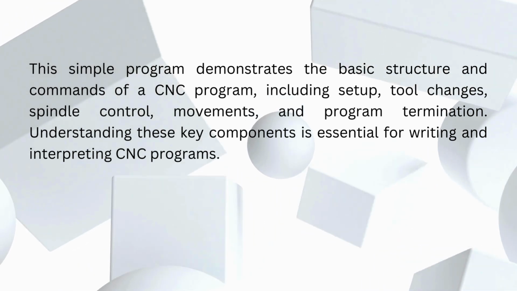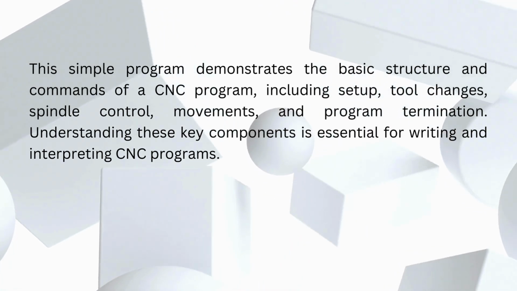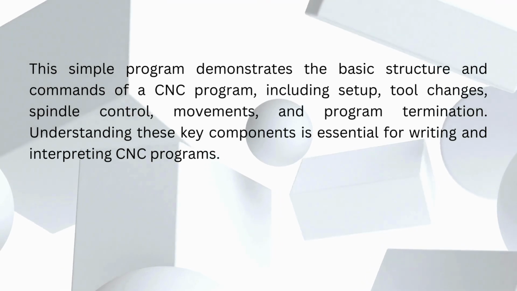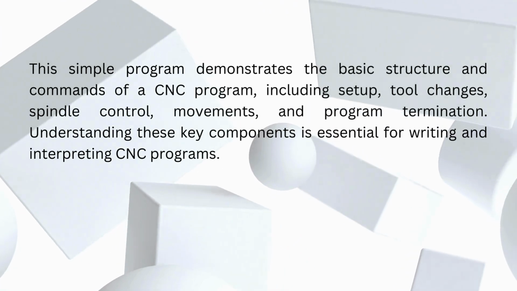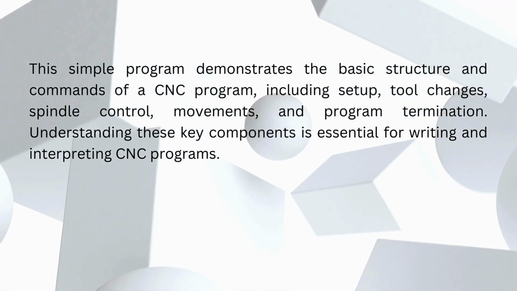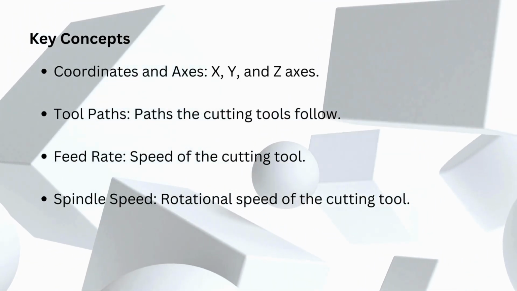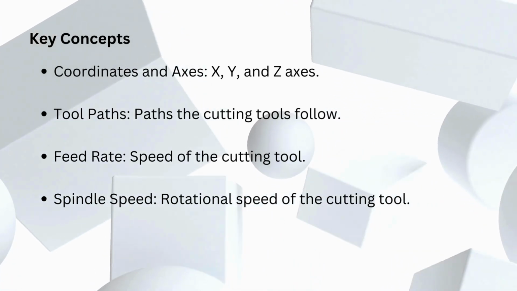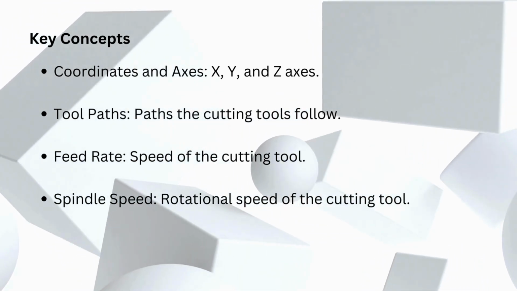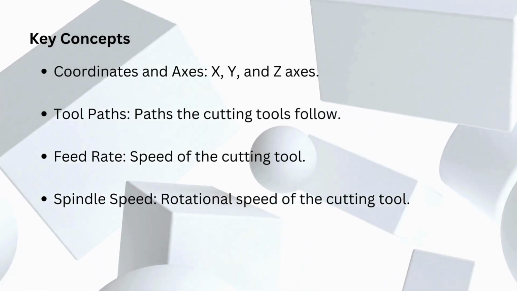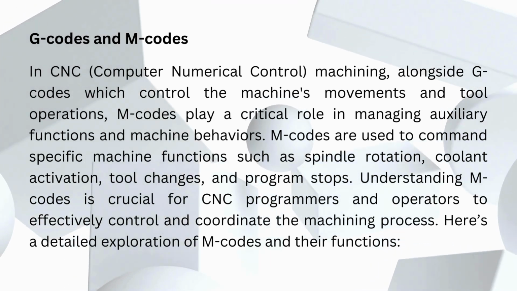This simple program demonstrates the basic structure and commands of a CNC program, including setup, tool changes, spindle control, movements, and program termination. Understanding these key components is essential for writing and interpreting CNC programs. Key concepts: coordinates and axes, X, Y, and Z axes. Tool paths, paths the cutting tools follow. Feed rate, speed of the cutting tool. Spindle speed, rotational speed of the cutting tool. G codes and M codes.